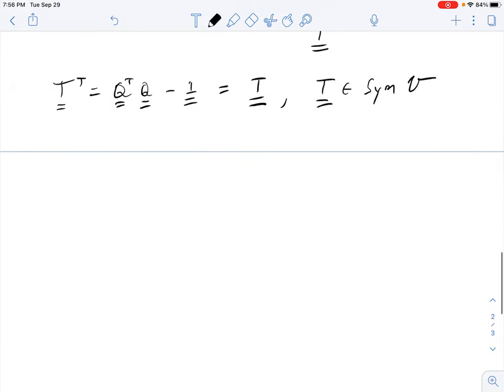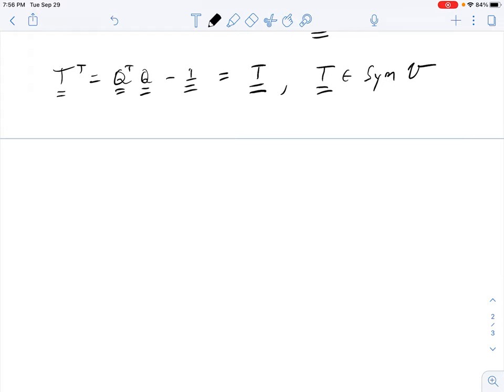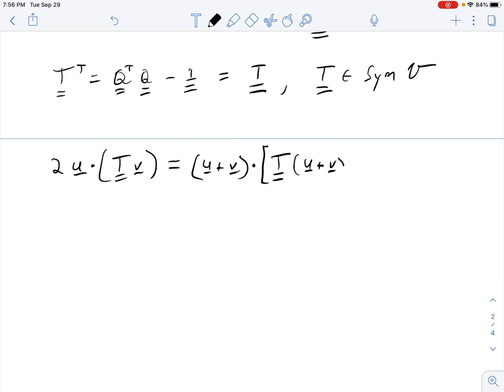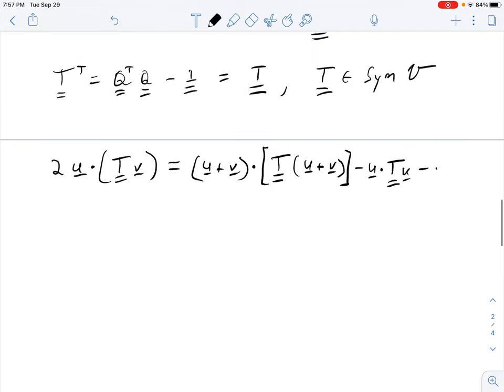So let's play a little bit more mathemagics where you kind of just add and subtract things and express it two different ways. So on the left side, we'll have 2 times U dot T V. And on the right-hand side, this is equal to U plus V dot T U plus V, minus U dot T U, minus V dot T V.